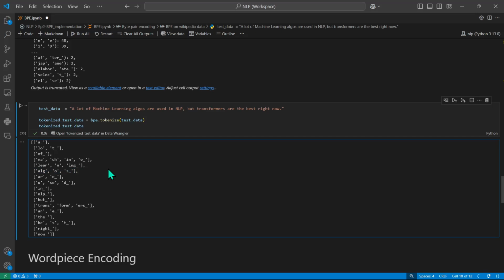Hopefully you understood the code and you can use it in your own personal projects. In the next episode, we will be looking at the WordPiece algorithm, another subword tokenizer, and it is very similar to BPE. If you have understood BPE, WordPiece will be a piece of cake.